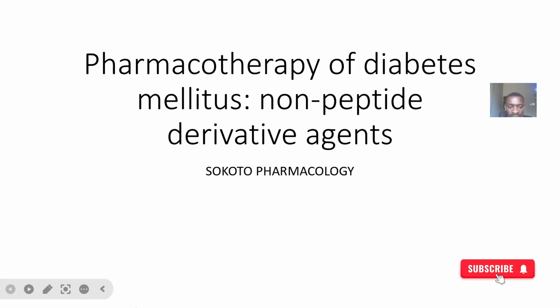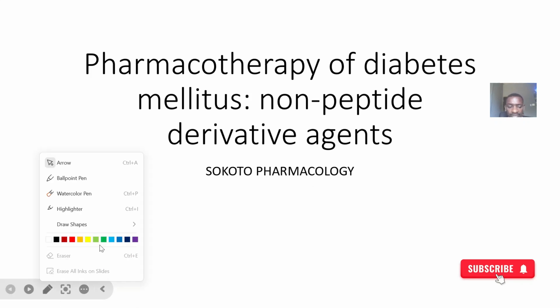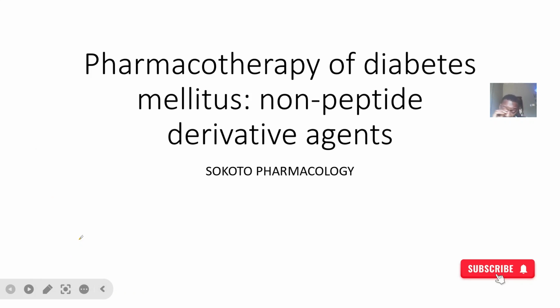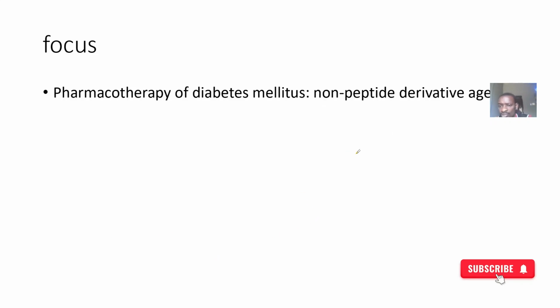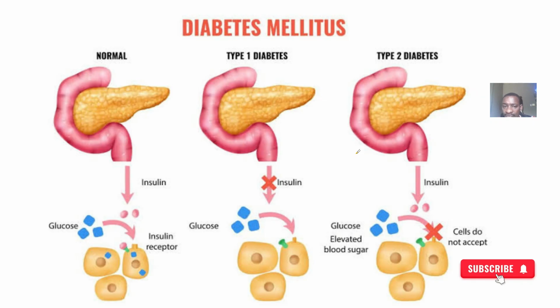Now we're looking at the next type of drugs used in treating diabetes mellitus, and these are the non-peptide derivative agents. We have looked at the peptide derivative agents, spoken about their use, spoken about the various examples of drugs under that classification. Now we're going to the non-peptide derivative agents. So for these non-peptide derivative agents, we have the following.